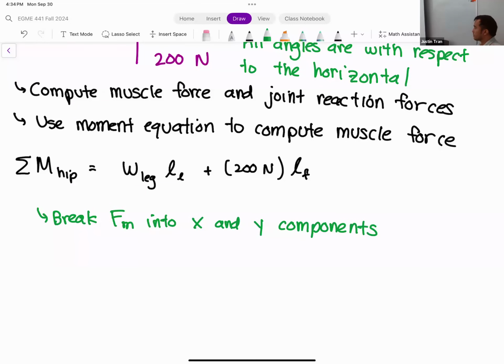And the reason we're doing that here, and the reason we usually don't do this, is because usually when we're given the direction of FM, we're given an angle with respect to the body part itself. But we're in this kind of weird situation where in this case, we have FM defined with respect to the horizontal.